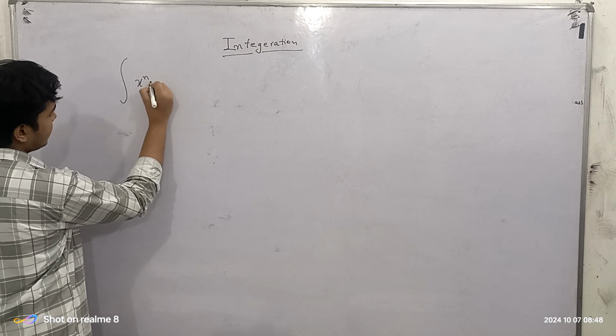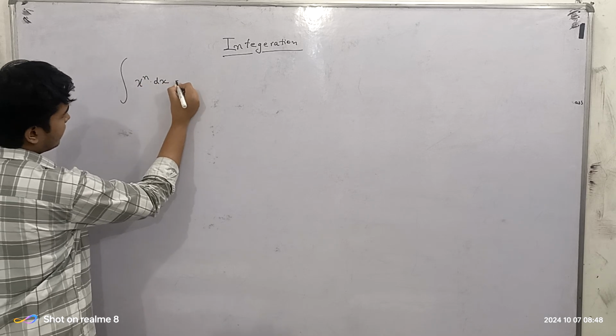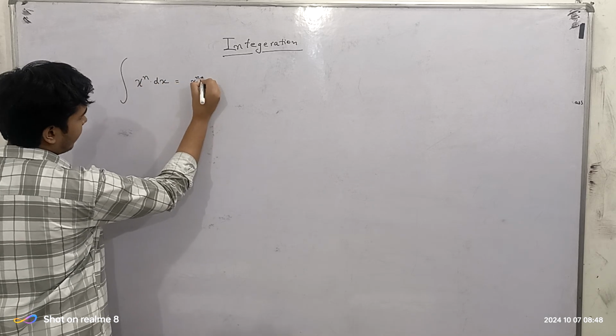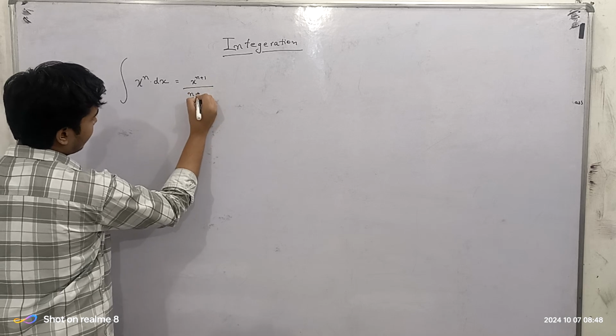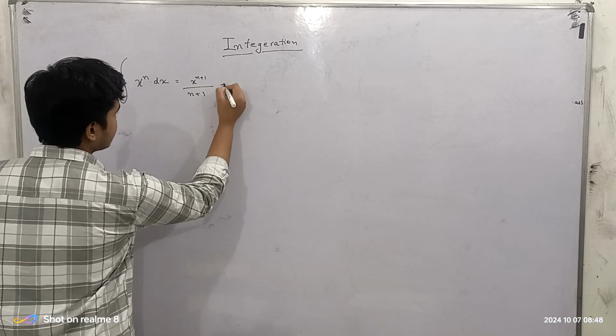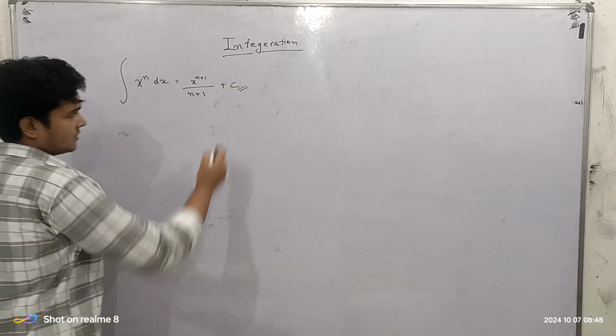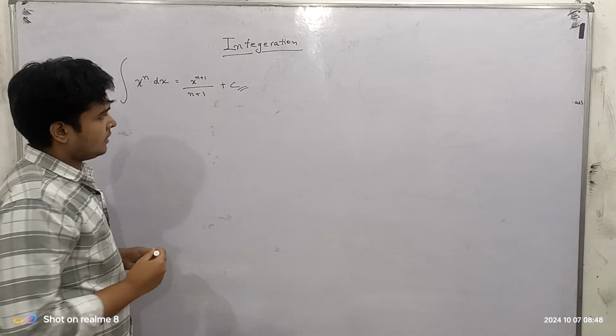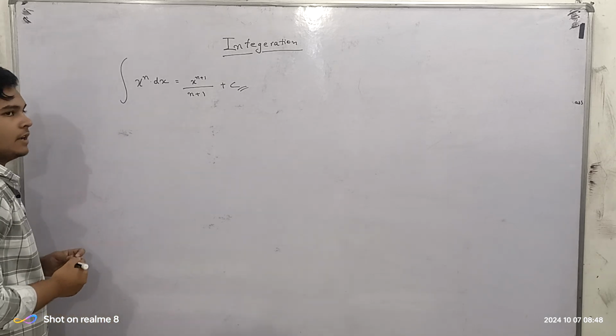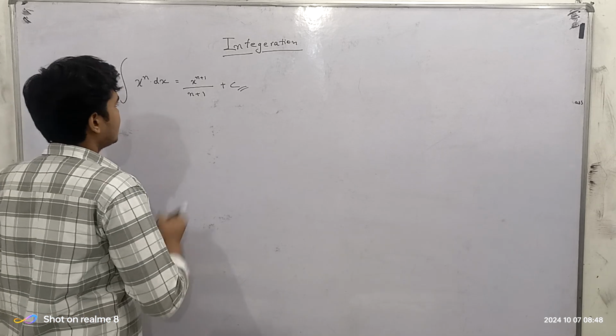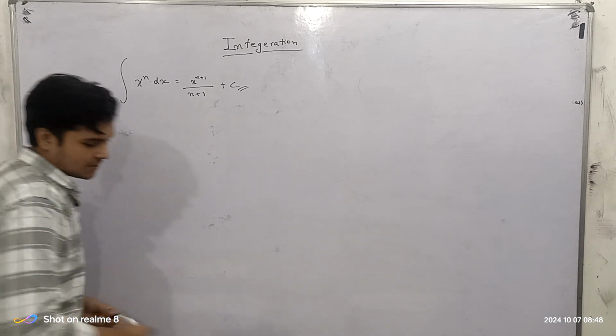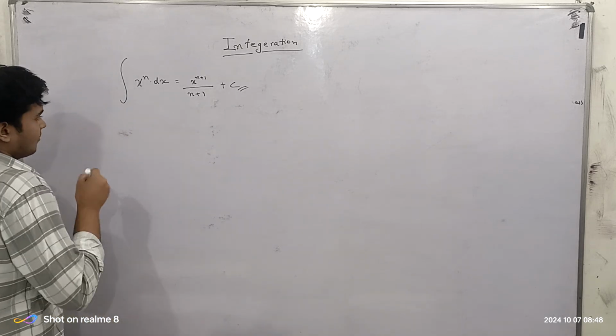The formula is: integration of x^n dx equals x^(n+1) divided by (n+1), plus c. This c is known as the constant. There is no need to write c otherwise, but in the exam we write c so the invigilator gives extra marks. This is the formula.